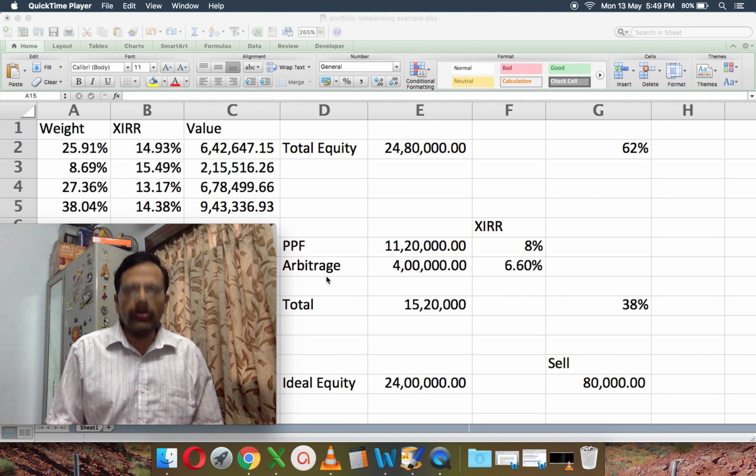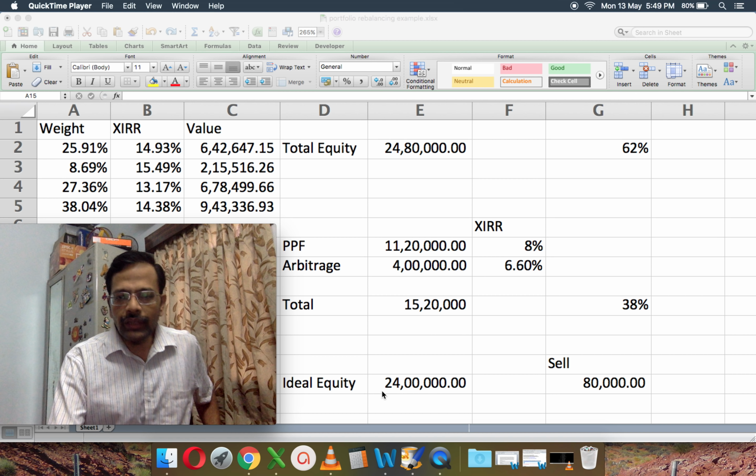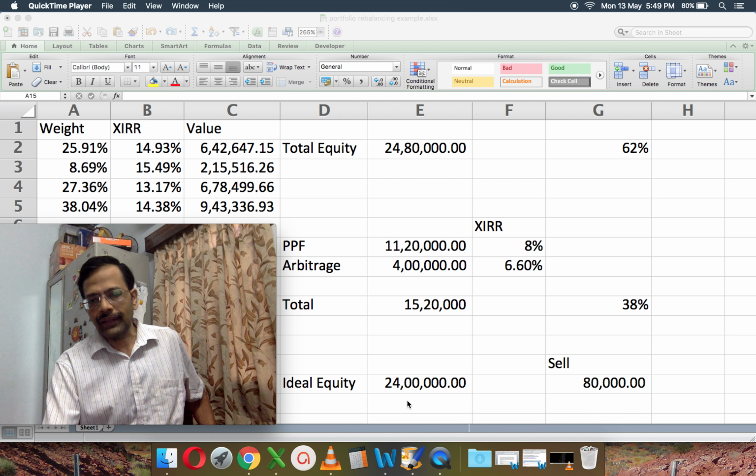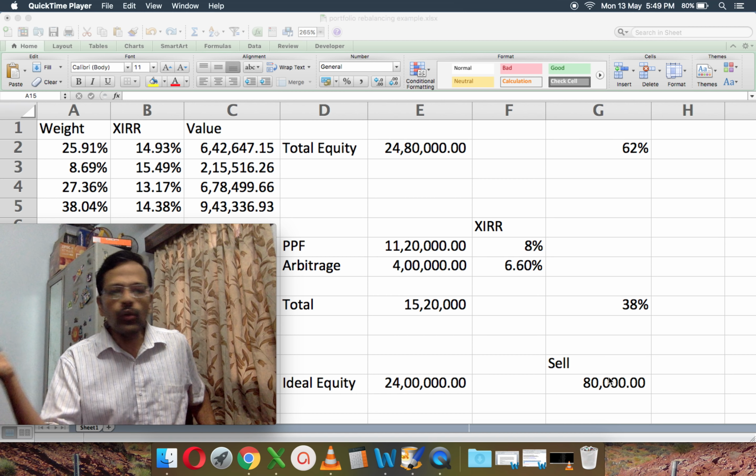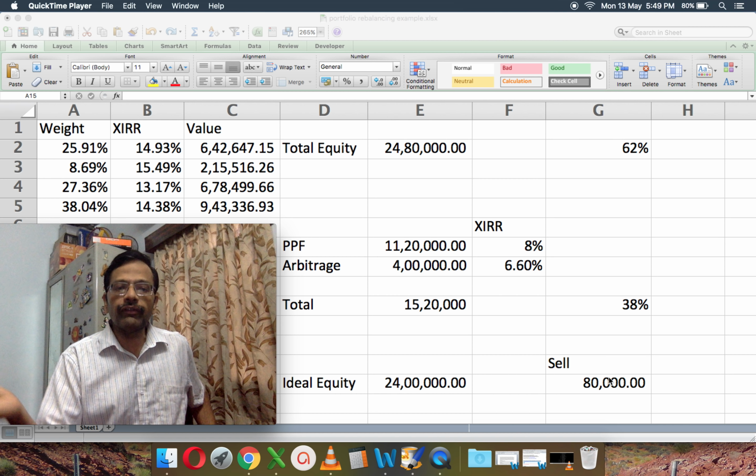Where will you remove it? So how much should you remove? The ideal equity asset allocation is 24 lakhs. That is 60% of 40 lakhs is 24 lakhs. The current allocation is 24 lakh 80,000. It should be 24 lakhs. So obviously you should remove 80,000. Where will you remove it from?